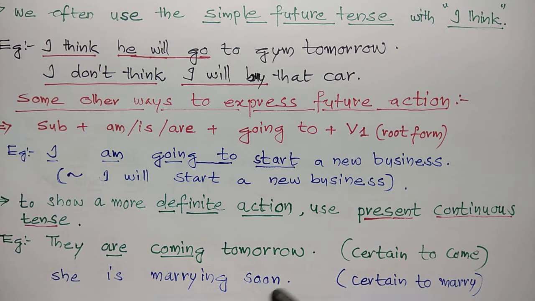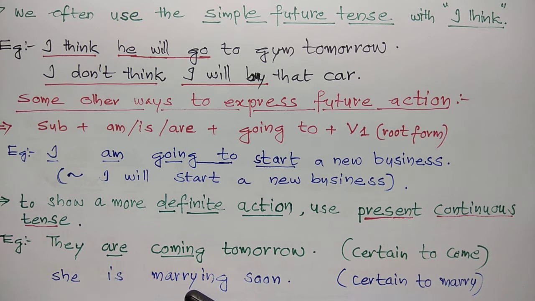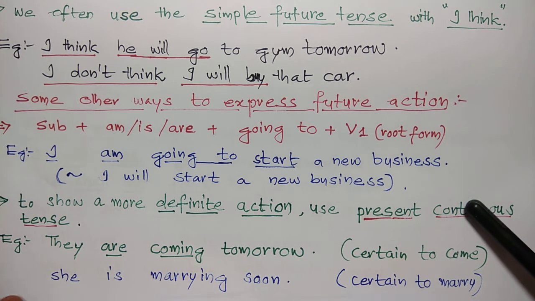She is marrying soon. This is also present continuous. She is marrying: she plus is plus ing form, V4 form. This is certain to marry, so a more definite action. We can say "she will marry soon." That is also right, but here it is more definite. So we use present continuous tense.